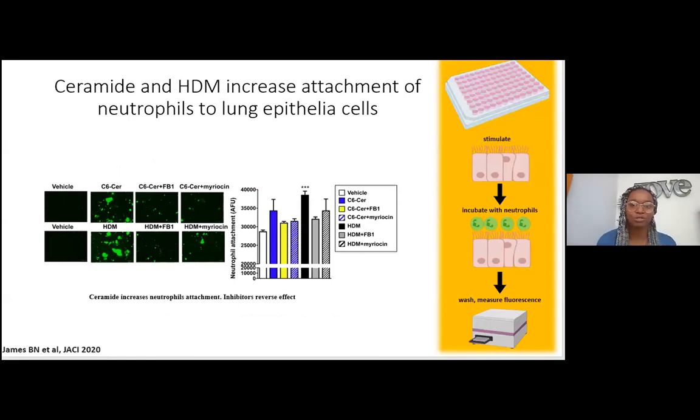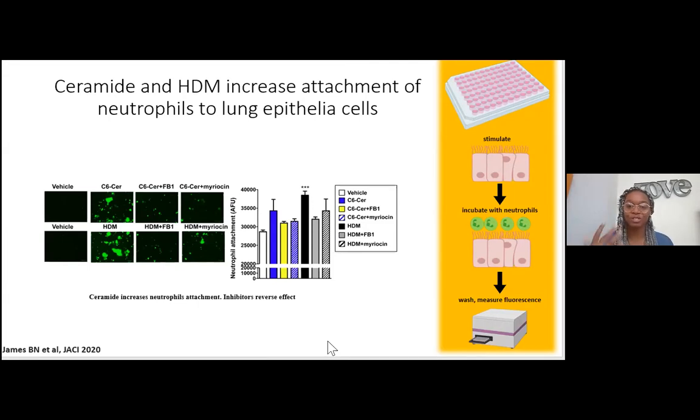And then finally, to take a closer look at the effects of ceramide on neutrophils, we simplified our model to just two players, primary epithelial cells and neutrophils. Lung epithelial cells were stimulated with either ceramide or house dust mite, with or without the ceramide production inhibitors, FB1 or myriocin. The stimulation went on for about 20 hours. Next, fluorescently labeled neutrophils were added to the stimulated epithelial cells, and we allowed them to attach for 4 hours. Then cells that were not attached were washed off, and the cells that were attached were measured through a plate reader.